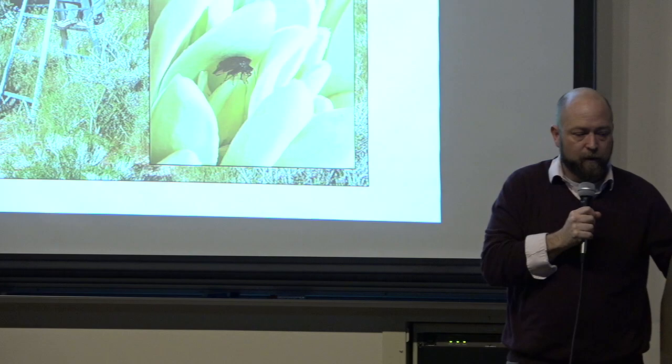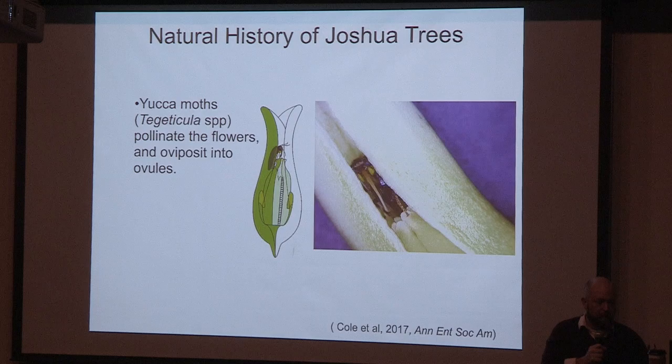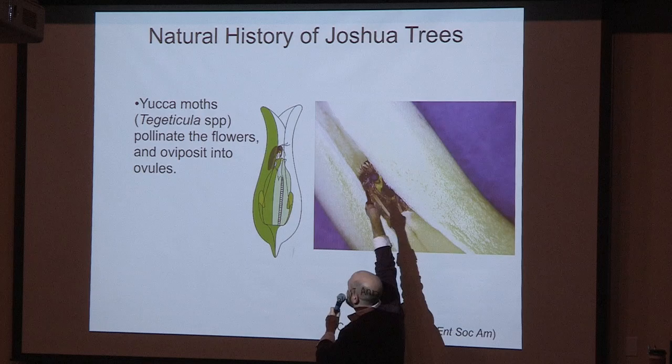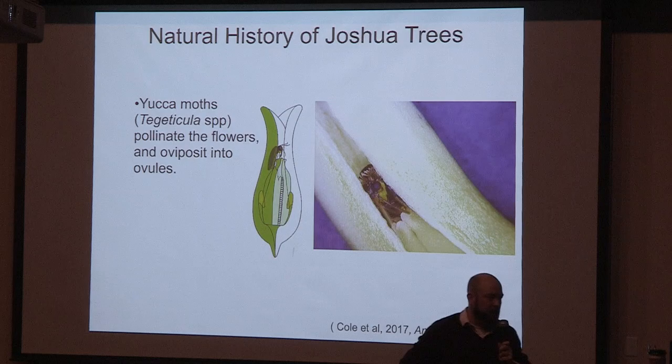And I have a little video of this. This video, by the way, was shot by a Willamette undergrad. And let's see if it'll play. Yep, okay. So what you're looking at here, this is a petal of a Joshua tree flower. This is another petal. Right here, that's called the stigma. That's where the pollen needs to go.